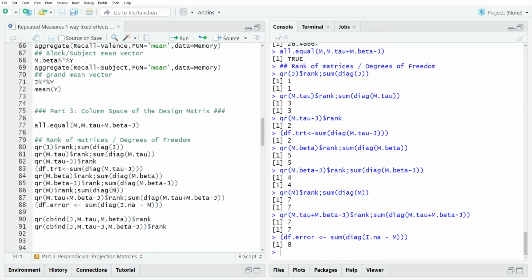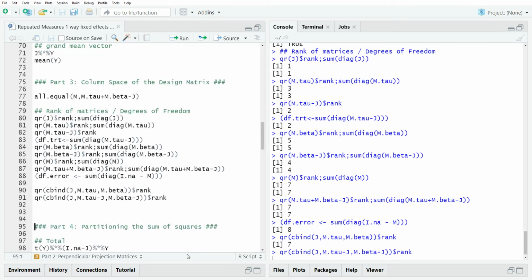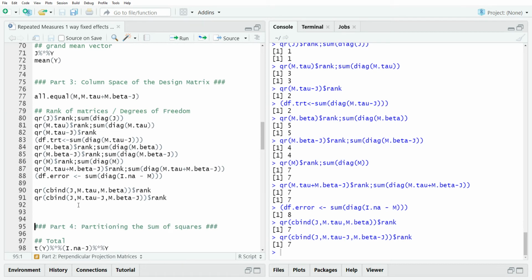Now notice here, if we combine J, M tau, and M beta and look at the rank, it's 7. And here, if we combine J, M tau minus J, M beta minus J, it's the same rank, because we're just orthogonalizing the columns, so we're not changing the rank.